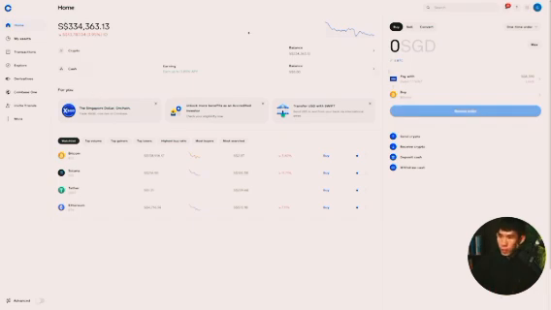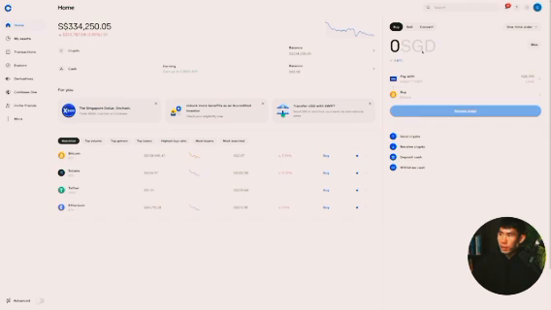So first things first, when you go to Coinbase.com, go and create an account, right? They will probably require some legal details from you, like your name, your identification document, so on and so forth. Once you've created your account, this is what you will see, all right? This is the home screen.